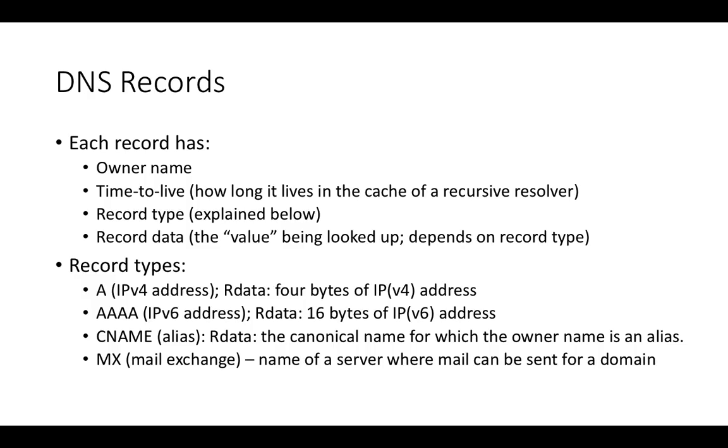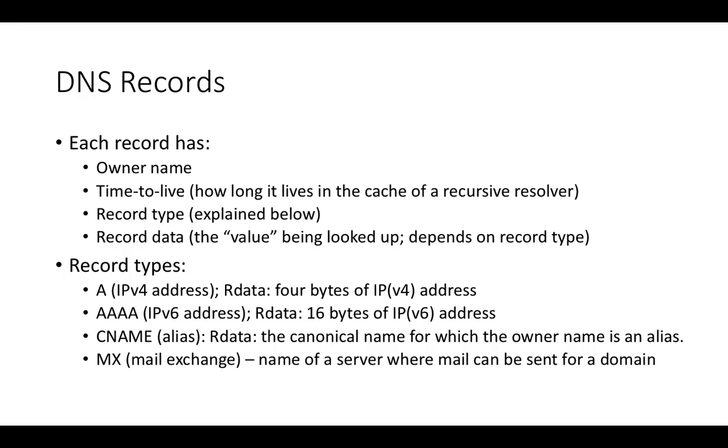Now, if you go back to that fourth bullet down again, you can see that one of the parts of the record is the record data, which is the value being looked up. So you give it a name and a type, and then you get some answer back, and of course you have to have some value in there. If you're looking up an IP address, the value would be the IP address of the name that you're looking up. But the type of the value and how long it is depends on the record type you're looking up.